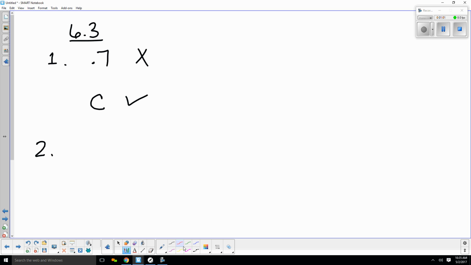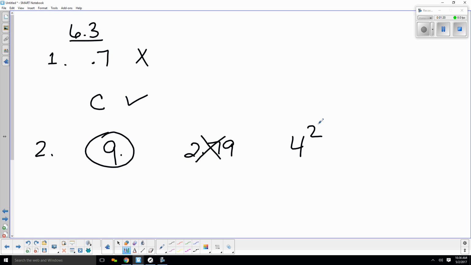Number 2, identify each number that is an integer, so you may have more than one. 9. 9 is a whole number, so 9 is an integer. 2.79 is a decimal. It's not a whole number, so it is not. 4 squared. Can we do the math part of this? What do you get when you get 4 squared? Is 16 a whole number? Yes, so 4 squared is considered an integer. Okay?